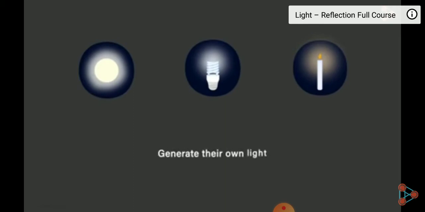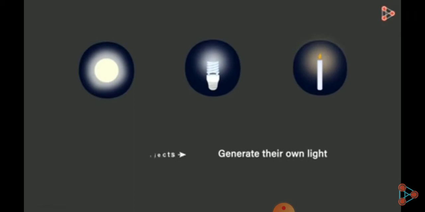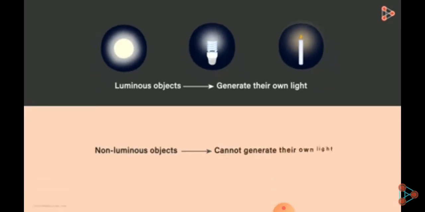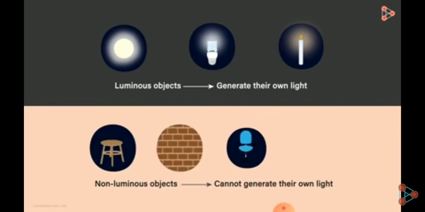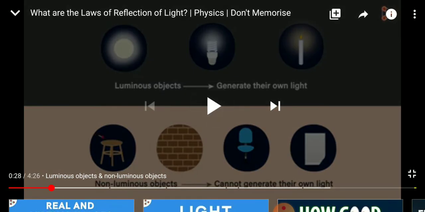Now we are discussing luminous and non-luminous objects. So what are luminous objects? Luminous objects emit their own light. As you can see here, they generate their own light. So these are the luminous objects, for example, fluorescent bulb, candle. These are the examples of luminous objects.